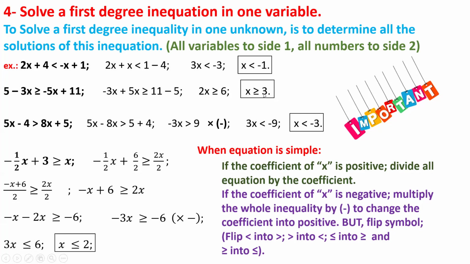So what are the solutions of this inequality? 3 is included because we have or equal: 3, 4, 5, 6, etc., until the end of all positive numbers.